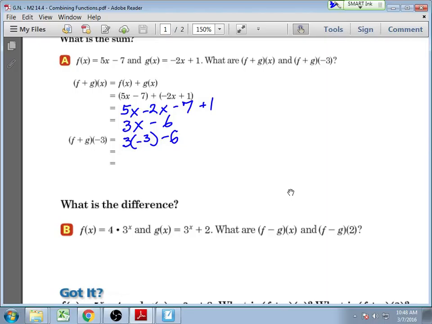What do we end up getting, Jacob? Negative 15, because that's going to be negative 9 minus 6. And we get negative 15. Questions?